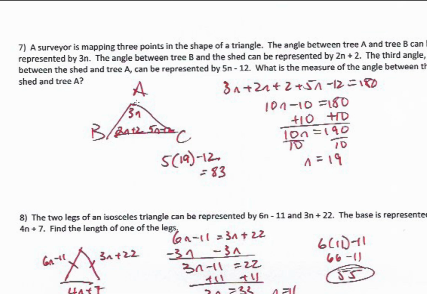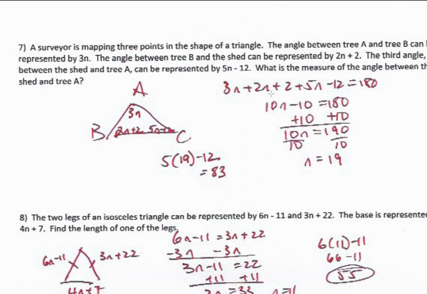So I said the angle between A and B, and I should have said the angle formed by B, A, and C. That was my mistake. But here's your diagram in case you didn't get it. And if you didn't get it, then just copy the diagram down, do the problem, and then check your answer. The angle at A is 3n, B is 2n plus 2, and the angle at the shed, which is like C, is 5n minus 12.